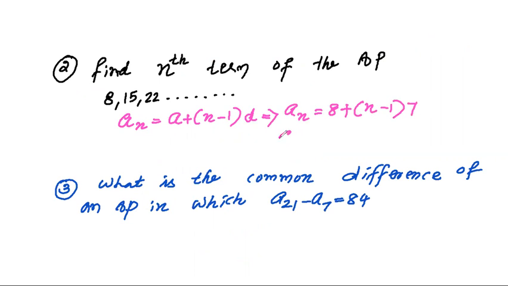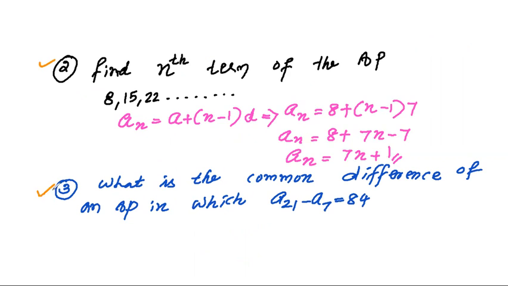d is 7. an is equal to 8 plus 7 into n minus 1, and after opening that bracket, what we are getting? an is equal to 7n plus 1. So 7n plus 1 is the formula for finding the nth term. That is the end of the second question.